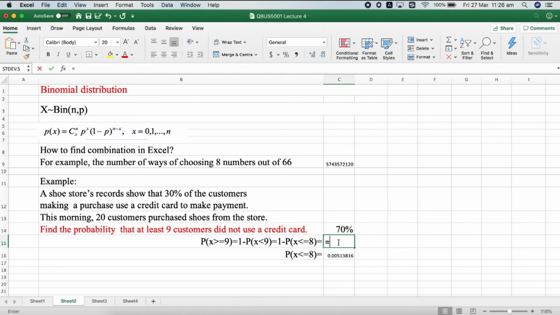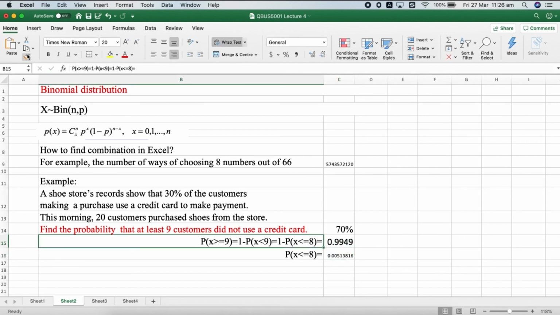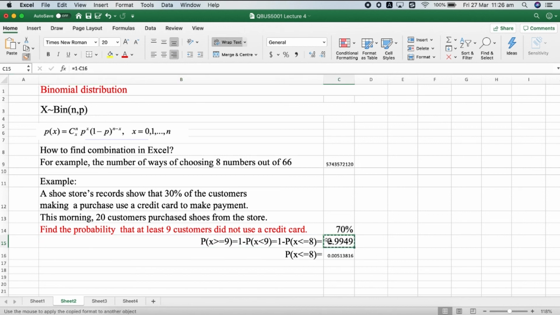Then we need to remember we also need to use 1 minus this to get the final result. And that is the answer of this question.